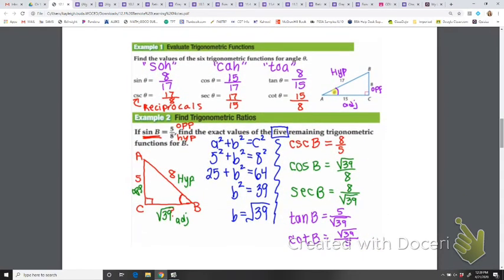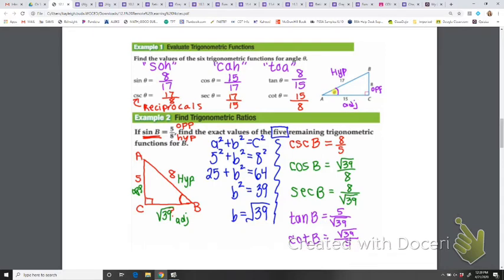Example 1, evaluate trig functions. Find the values of the 6 trig functions for angle theta. So SOHCAHTOA, I wrote it out. I highlighted my theta, labeled the opposite side, the hypotenuse side, and the adjacent side, and just wrote my ratios. Now, if you had for sine 8 over 16 instead of 8 over 17, you would want to reduce that to 1/2. So anytime you're writing a fraction, please remember to reduce the fraction.